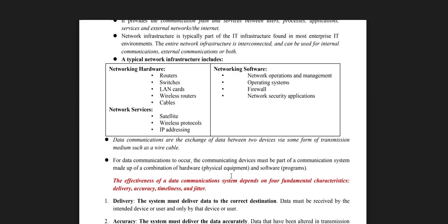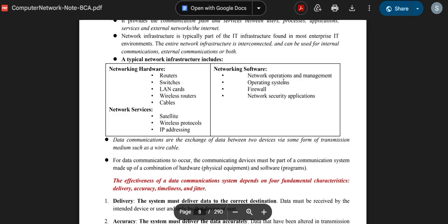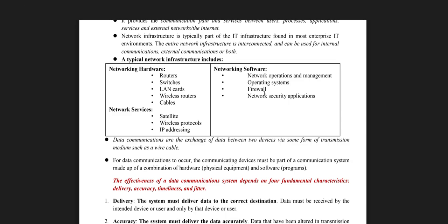Networking hardware, router, switches, LAN card, wireless router, cable, networking software, network operation and management, operating system, firewall, network security application, network services, satellite, wireless protocol, IP addressing. Data communication is the exchange of the data between two devices via some of the transmission mediums such as wire, cable.